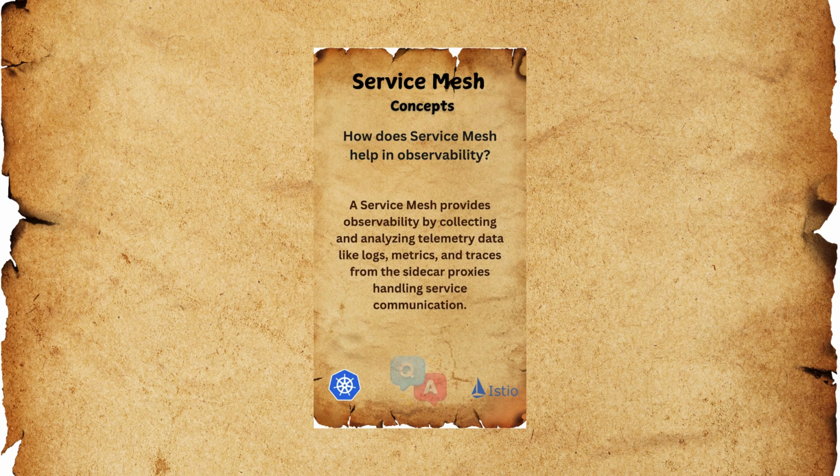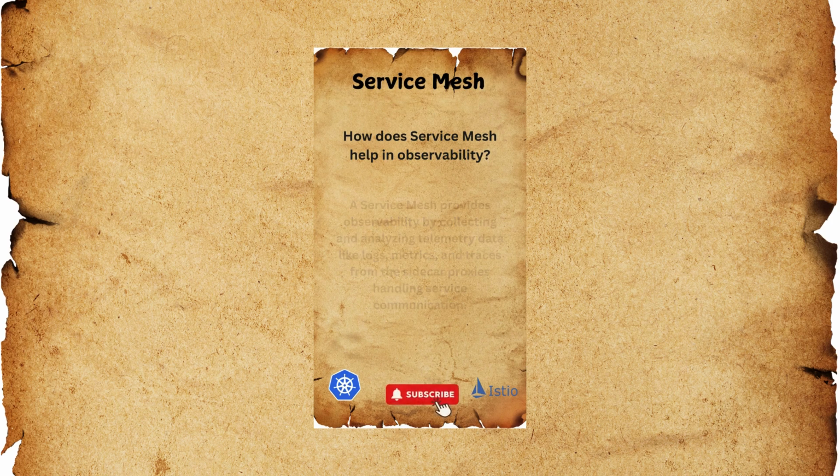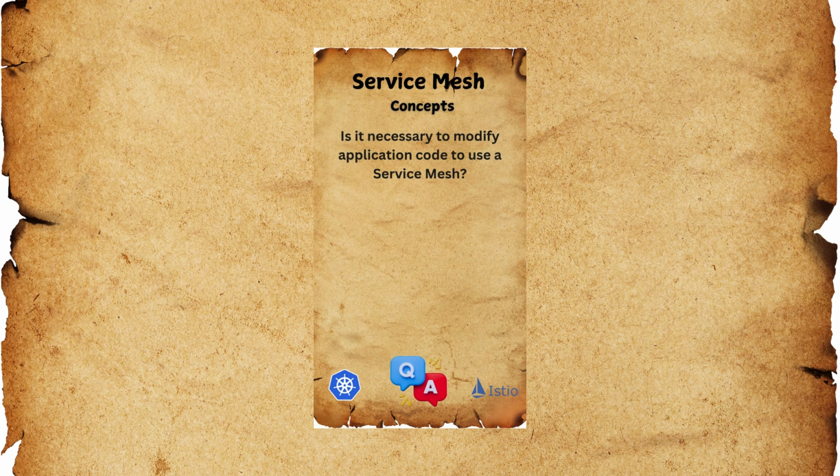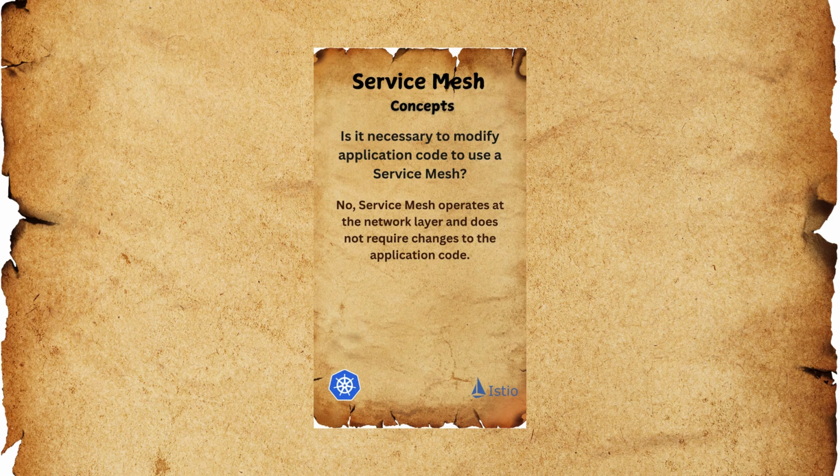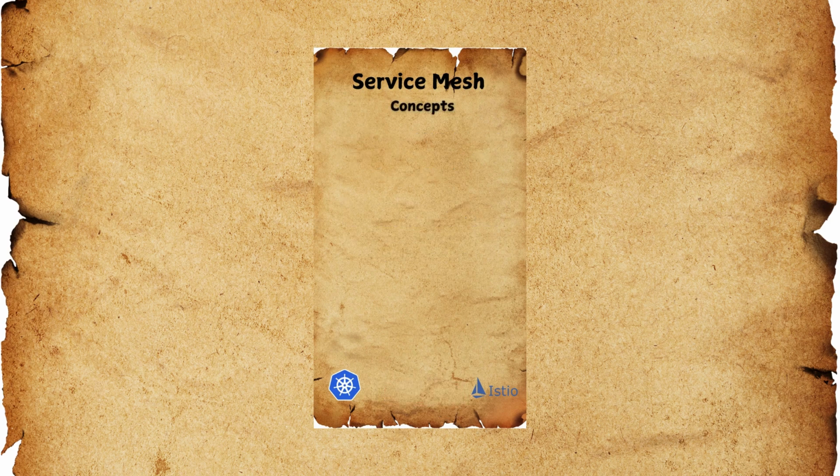A service mesh provides observability by collecting and analyzing telemetry data like logs, metrics, and traces from the sidecar proxies handling service communication. Is it necessary to modify application code to use a service mesh? No, service mesh operates at the network layer and does not require changes to the application code. How does a service mesh handle traffic routing?